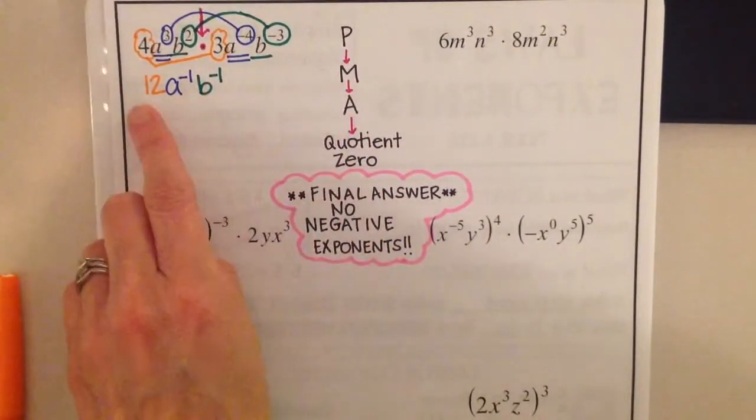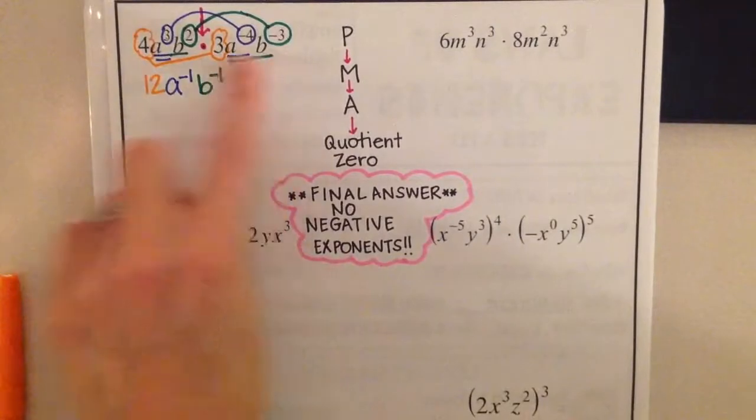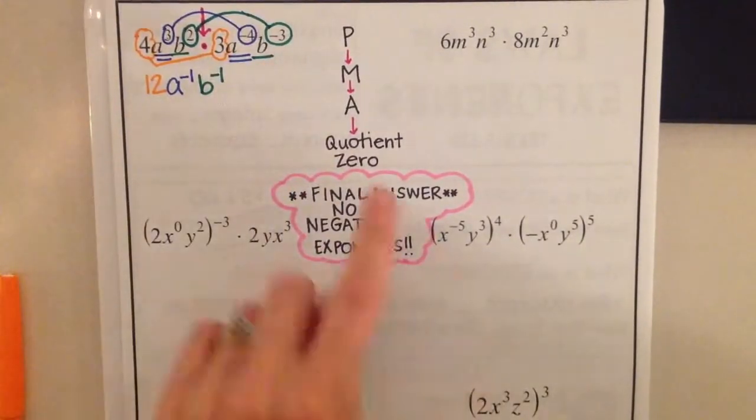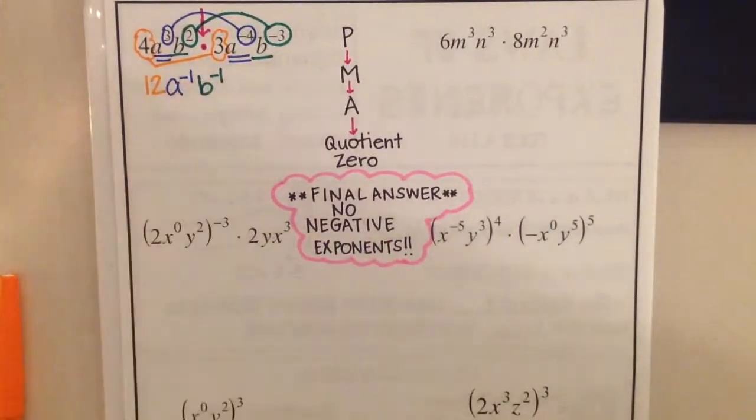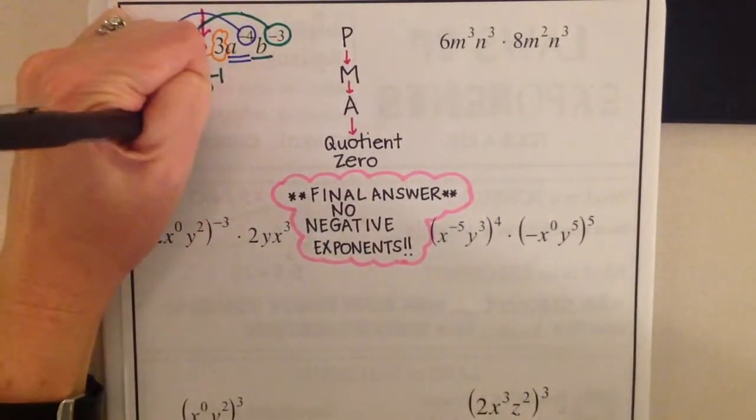I got to check for the quotient rule. And you'll notice the quotient rule when you see a big fraction bar. I didn't have a fraction bar, so I'm not going to apply the quotient rule. And then I need to check. None of my exponents are 0, so I will not apply that rule. But I have to make sure that my final answer is not written with negative exponents.